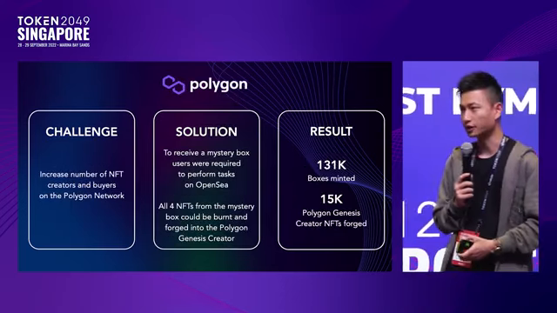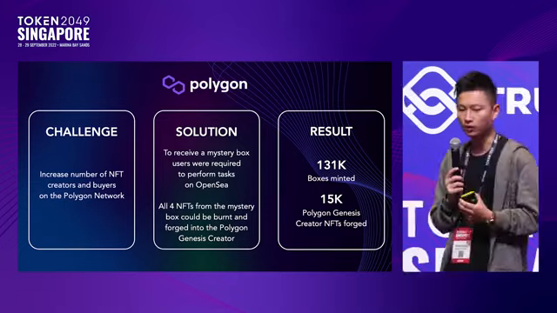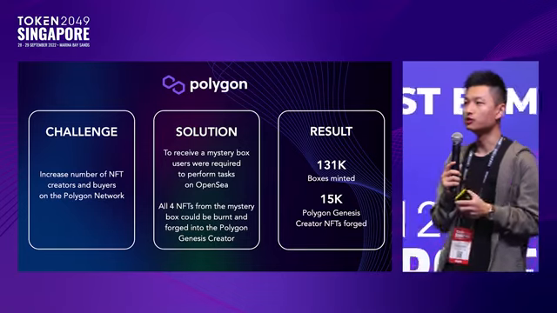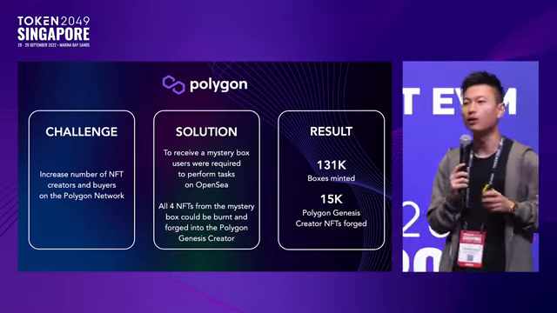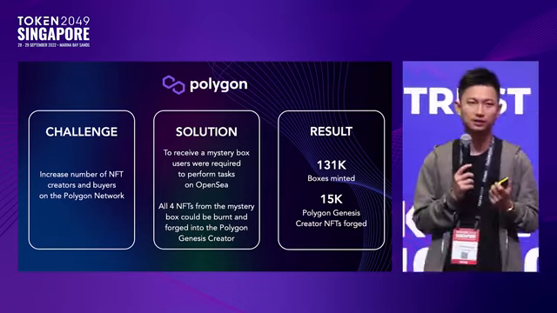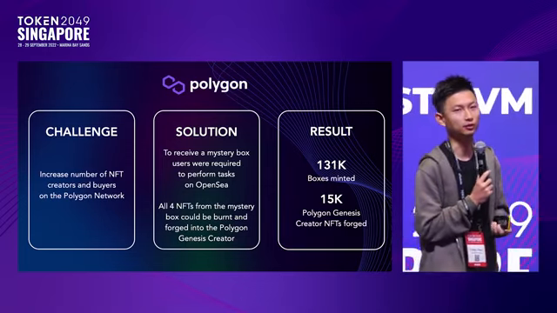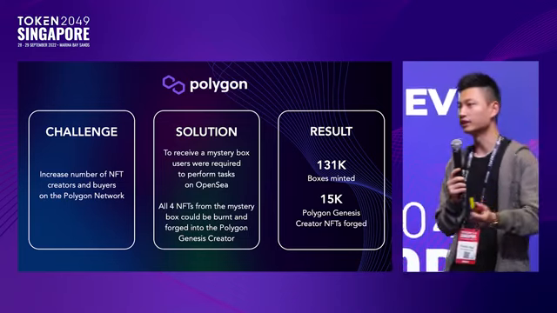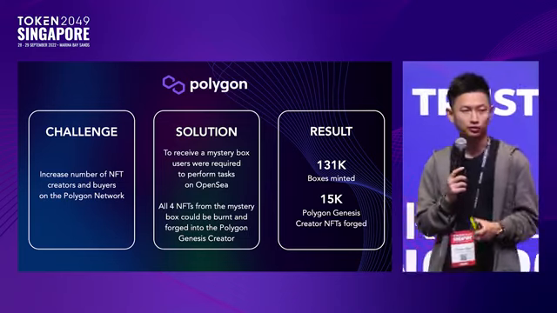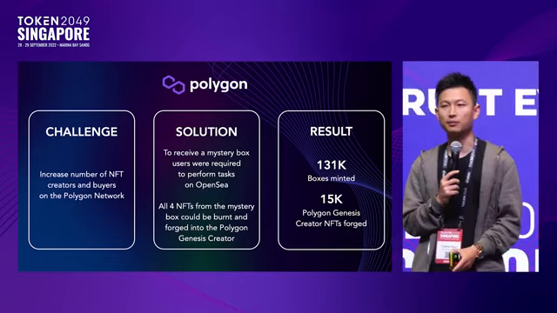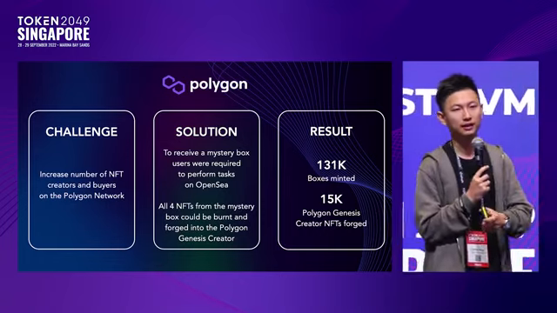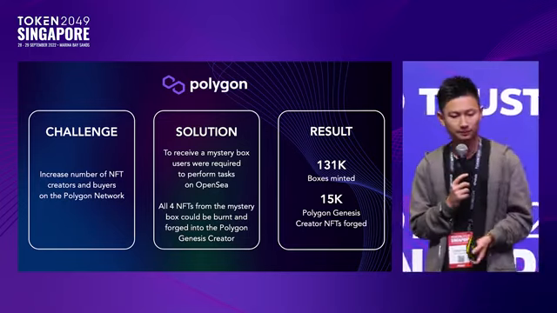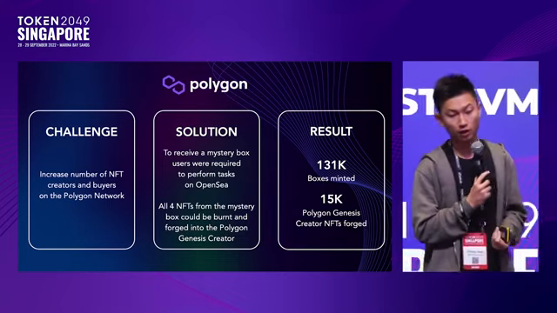We also worked with Polygon. Polygon wants to drive users. They want to see more users trading on OpenSea on the Polygon network. That was the first network they supported other than Ethereum, on OpenSea. So we designed a campaign encouraging people to list their assets on Polygon, and also trade and buy assets on Polygon on OpenSea, and it works very well.